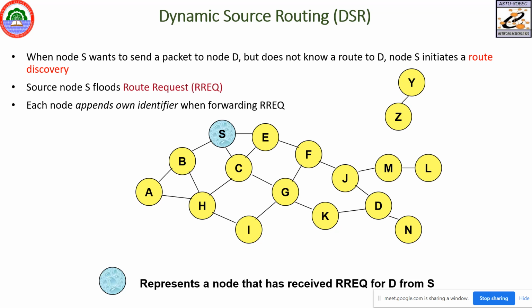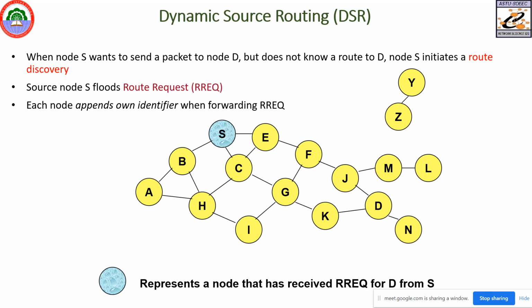Let us assume that S is the source here and D is the destination. Now I want to transfer the information from source to destination. There are various paths that can be established between source and destination. Let us assume that one path may be S C G K D, another S B H I G K D, and another S E F J D. There is a possibility of getting multiple paths between source and destination.